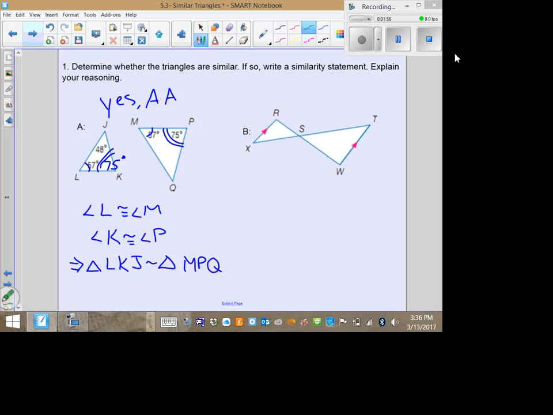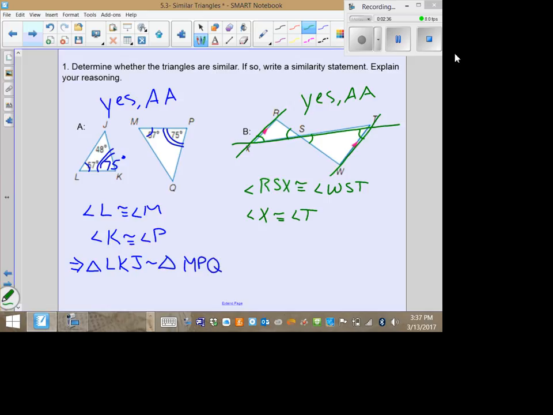Looking at B, we can see that we have vertical angles right here, so we know that those would be congruent. So we can say that angle RSX is congruent to angle WST. And then since we have parallel lines here, we can say one of these transversals has alternate interior angles. So we can say that angle X is congruent to angle T. And so since we have two angles that are congruent, we can say yes by angle-angle. And then we can say that triangle RXS is similar to triangle WTS. So again, be careful matching up the corresponding parts of the triangle.